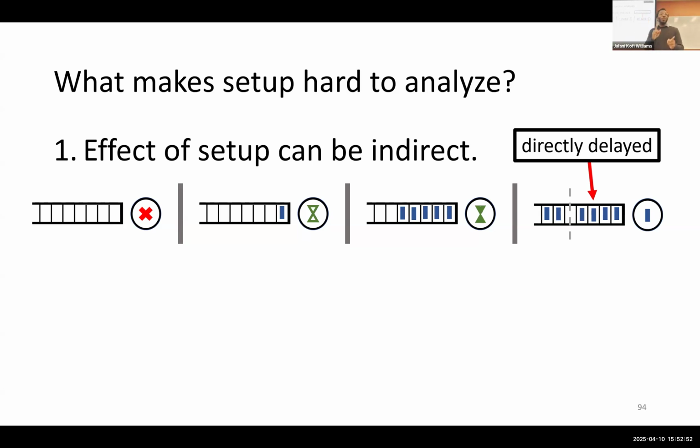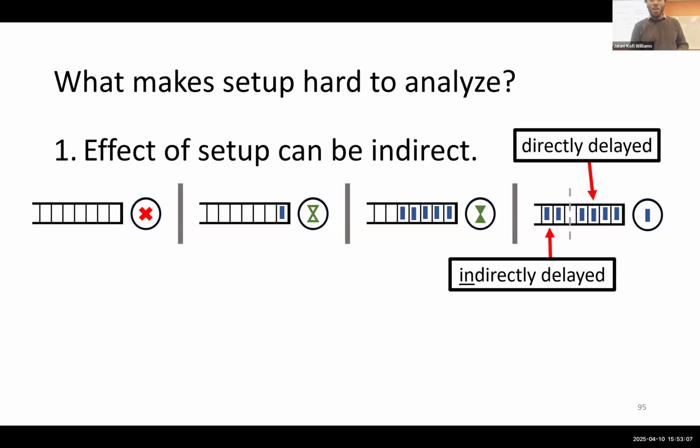They know exactly why the line is as long as it is. They know where their increased waiting is coming from, right? So they've been directly delayed by the server setting up. On the other hand, all of the jobs that arrive after this point are going to be indirectly delayed by setup time, right? They're delayed by virtue of the fact that the line is really long.